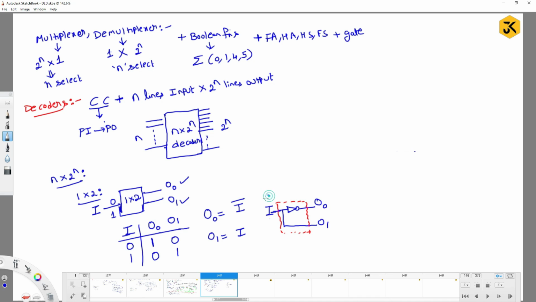If you pass 0 here, it will be passed through the NOT gate. So here you are going to get 1 and here you are going to get 0. That means if I pass 0 here, the outputs you get are 1 and 0. Similarly, if you pass 1, at the output O0 you get 0, and at the output O1 you get 1. This is the way your 1 by 2 decoder works.